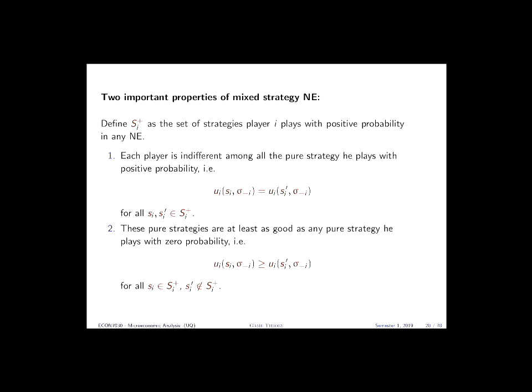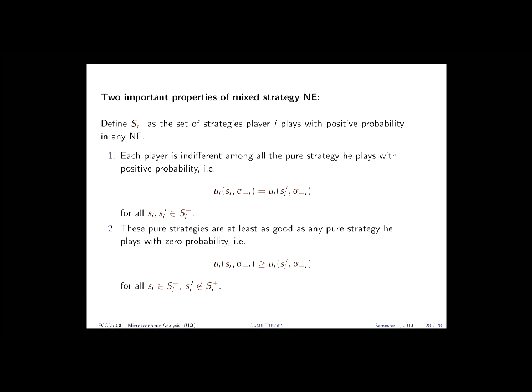So what we mean here is exactly the same, but in terms of notation. We mean that if you want to mix, it has to be the case that the expectation of the other player from your action will remain the same. Otherwise, the other player would always have a better strategy to play. The pure strategies are at least as good as any pure strategies he plays with zero probability.